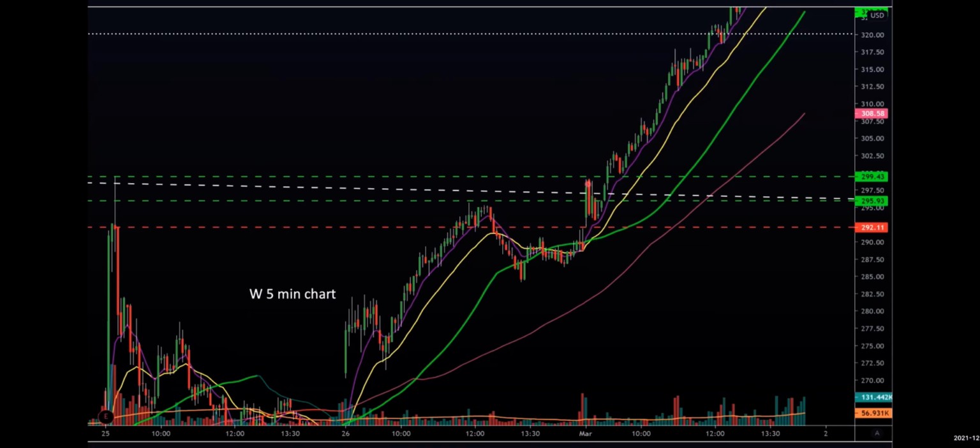This can actually trigger stop losses, guys. Let's say you bought at 298 and the stock dropped all the way close to 292. Obviously he could have lost like 50% if he bought the open. He could have lost a lot of money.